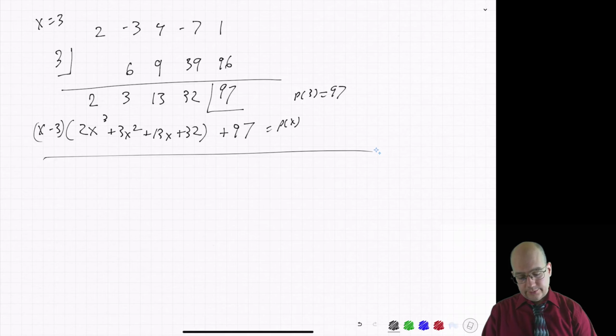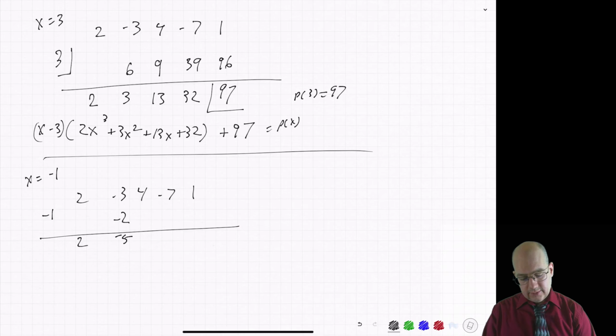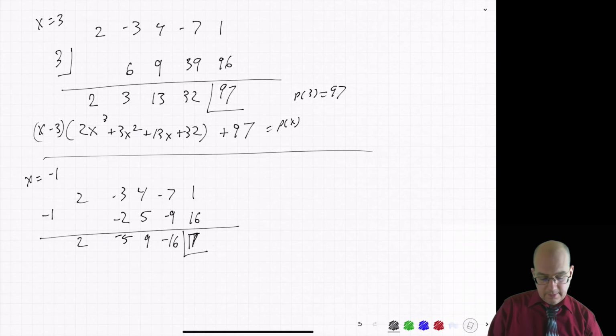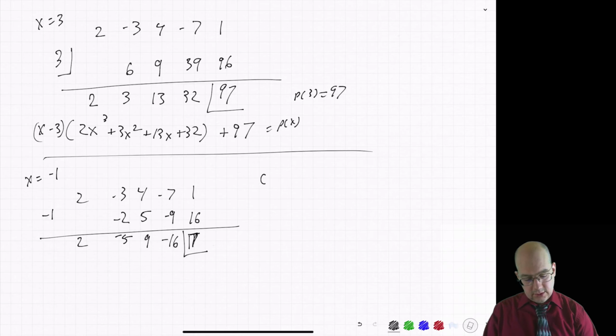Let's try a negative one. So let's say x equals minus 1. 2, minus 3, 4, minus 7, 1. And we just do that. 2, minus 2, minus 5, 5, 9, minus 9, minus 16, plus 16, 17. Right? And so this is then saying that x plus 1 times, so these are all different forms of the polynomial.